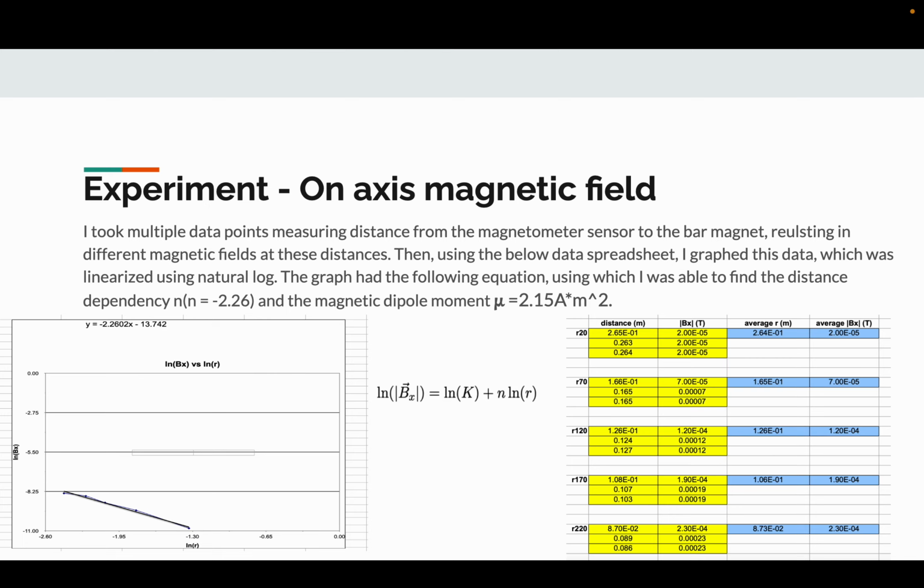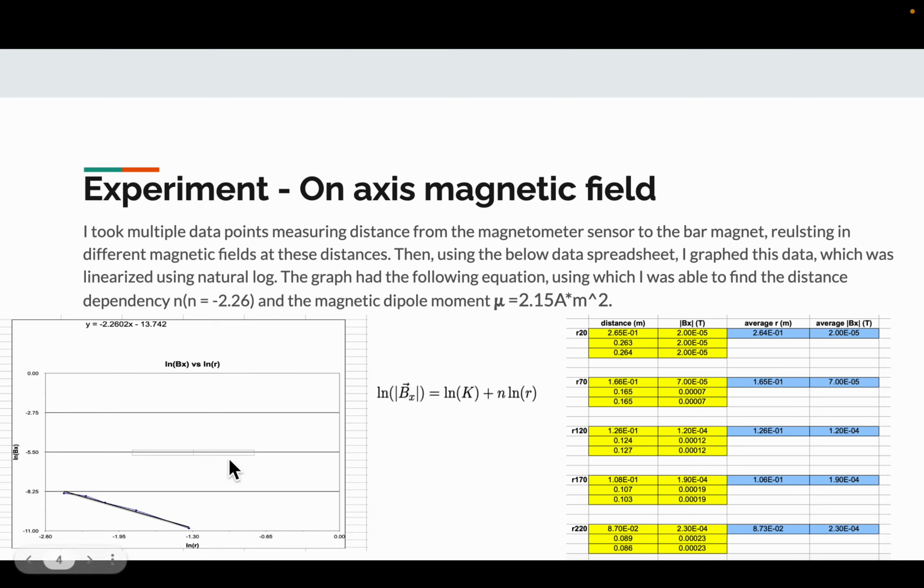So to calculate the magnetic field on the axis, you have to basically take different distance measuring points, varying distances from the magnetometer sensor, and then graph the natural log of the magnetic field versus the natural log of the distance. And then that's this equation right here.